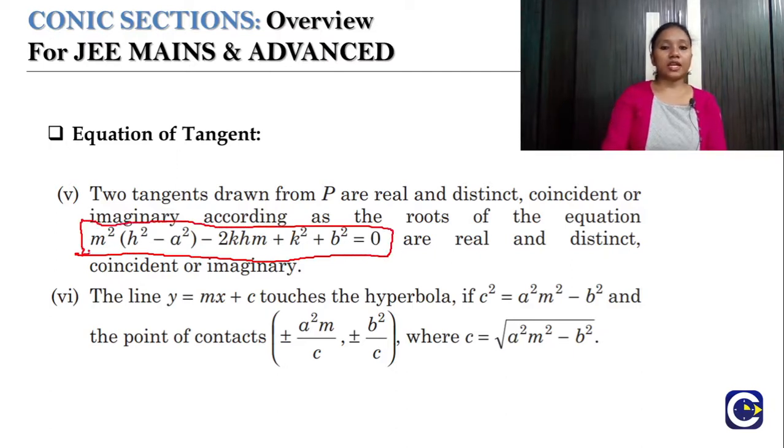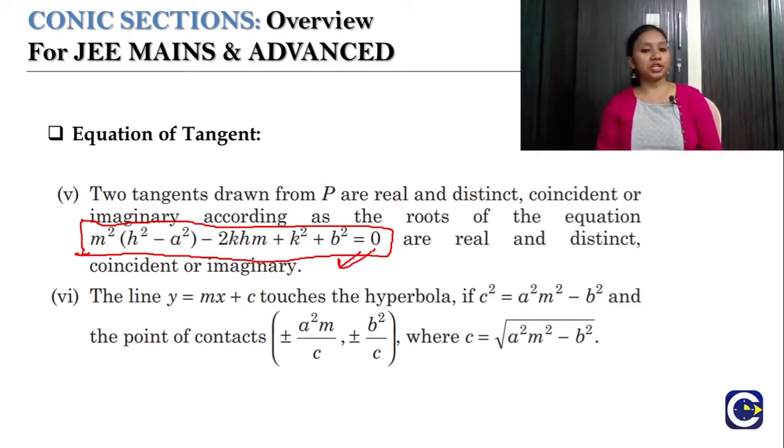So in order to identify whether they are real, distinct, coincident or imaginary, it will be based upon the roots of this equation. So this is the equation. From that, with the tangents, you can get the slope and substitute here. If these roots are real and distinct, then correspondingly the two tangents drawn are also real and distinct. If not, they will be coincident or imaginary.